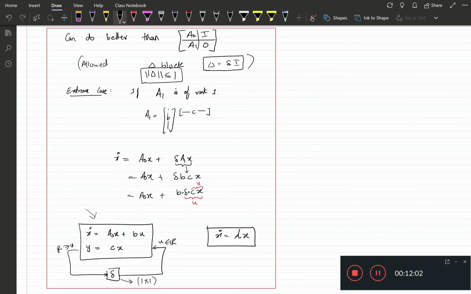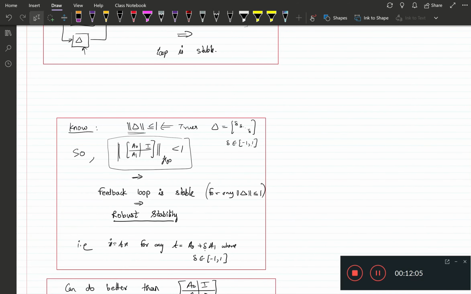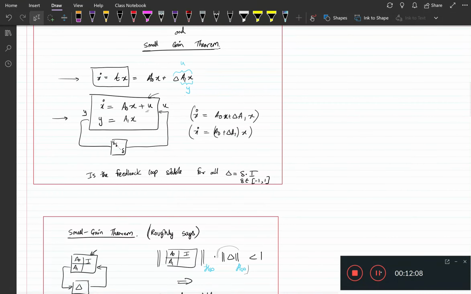So let me say this once again. What we did earlier was to just set A1x as y and delta A1x as u. That meant an identity over here and A1 equal to C. So we split, in other words, we split delta A1 as identity times delta times A1.